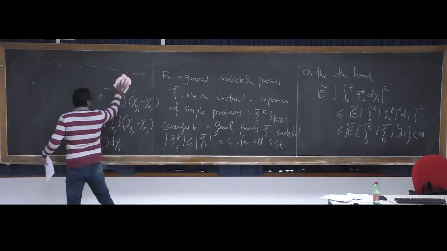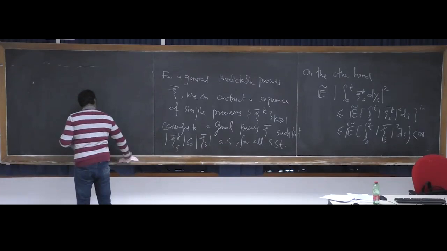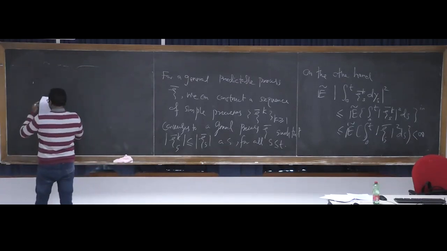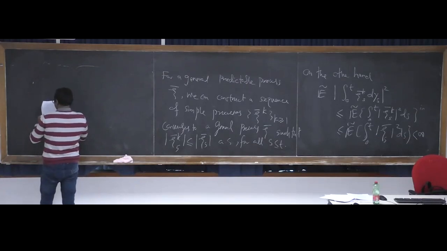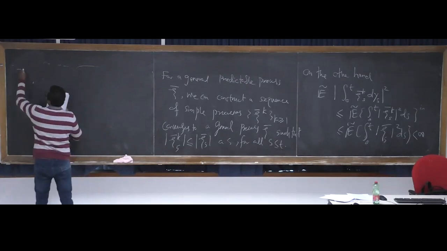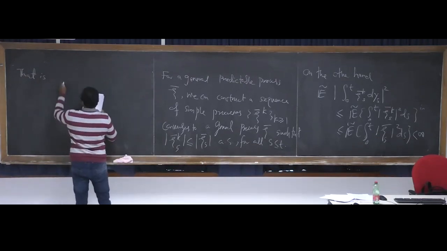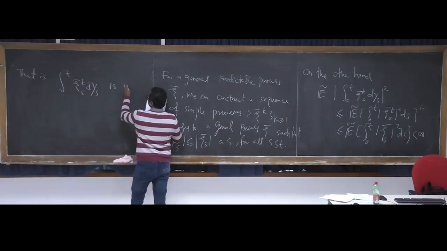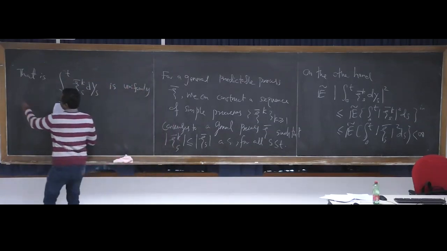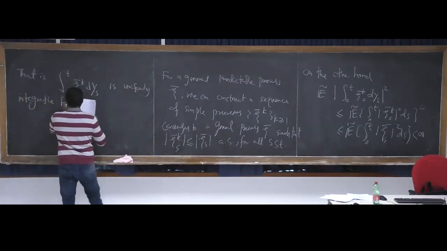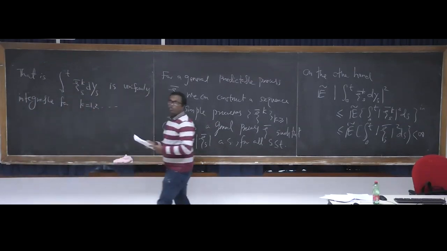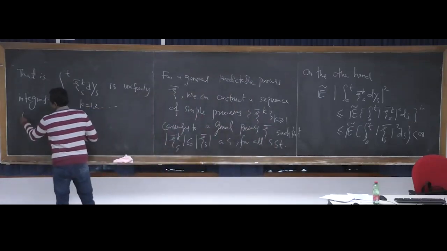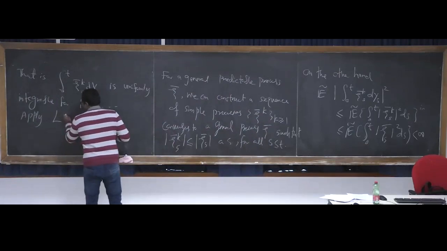Therefore, we have a sequence of uniformly integrable stochastic processes, that is, the integral up to T of psi bar k s dy_s is uniformly integrable for k. Now we can immediately apply the Lebesgue dominated convergence theorem.